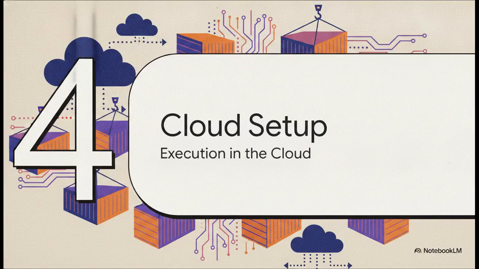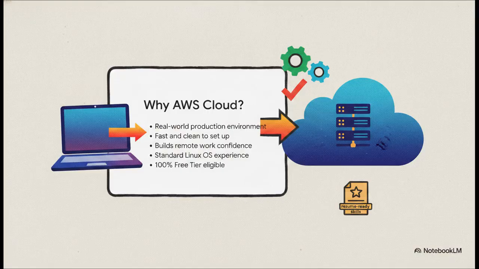Section 4, Cloud Setup and Execution. Let's talk about execution in the cloud. Now you might be wondering, why not just install Docker on my personal laptop? And hey, while you certainly can use local desktop tools, spinning up an Ubuntu EC2 instance on the AWS cloud is highly, highly recommended. Why? Well, because you're working in a real-world production environment. It builds legitimate, resume-ready DevOps skills, it gives you a standard Linux experience, and best of all, a basic instance is literally 100% covered under the AWS free tier. It really is the smartest way to learn.